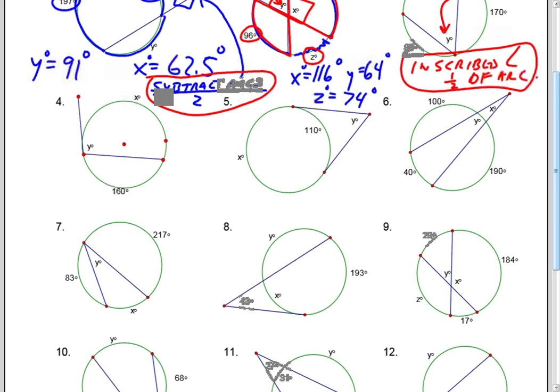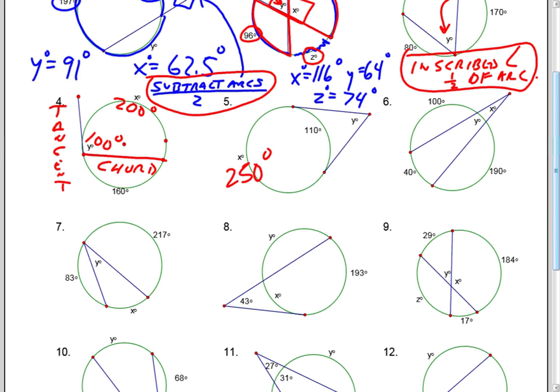I'll start putting it right into the drawing if I can. I've got 200 for up here. Is this a chord? Is this a tangent? We have a tangent chord rule that says this is going to be half of the arc that is intersected. Did everyone write down 250 here? How much is a circle? 360. Do a little subtraction.